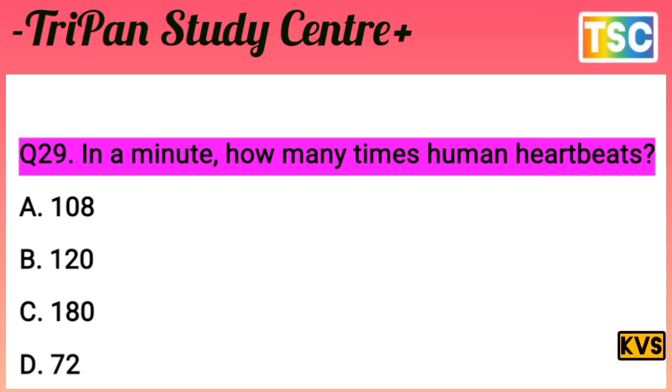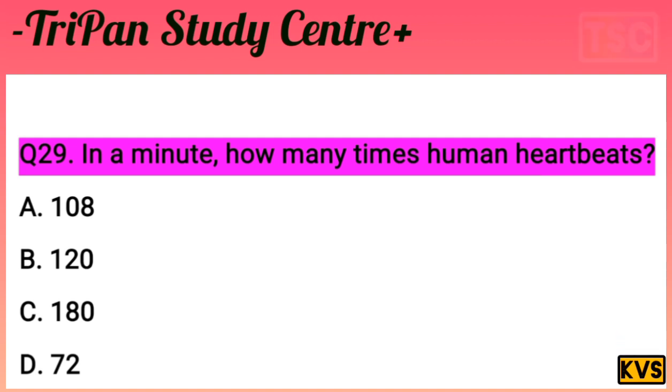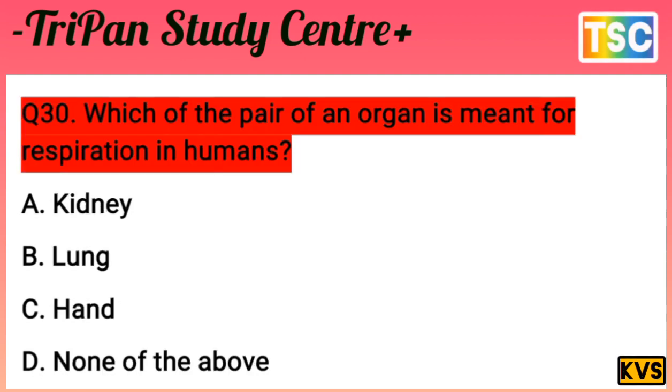It means the correct answer here is 72. 72 is D option, which is correct. A normal resting heart rate of an adult human is 72 beats per minute. That's an important question from the exam point of view. Let's see the next question on your screen.